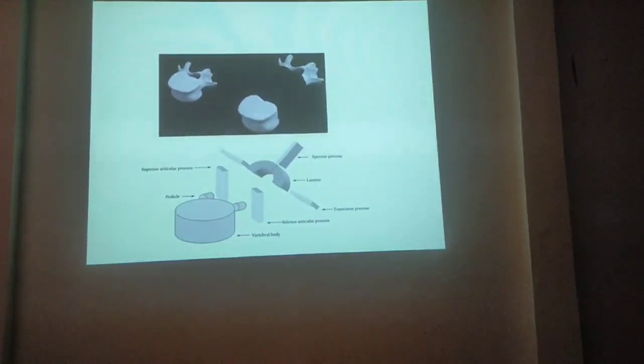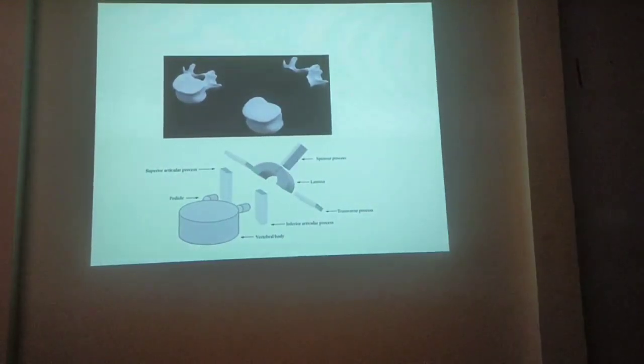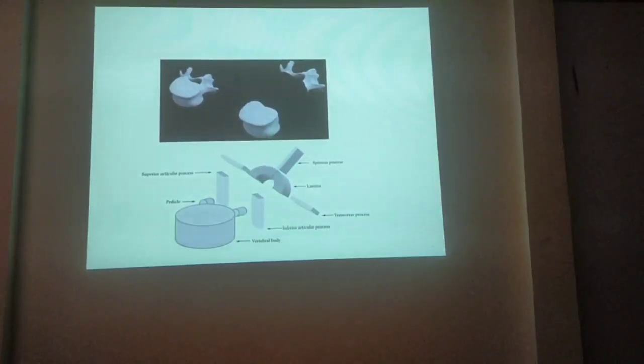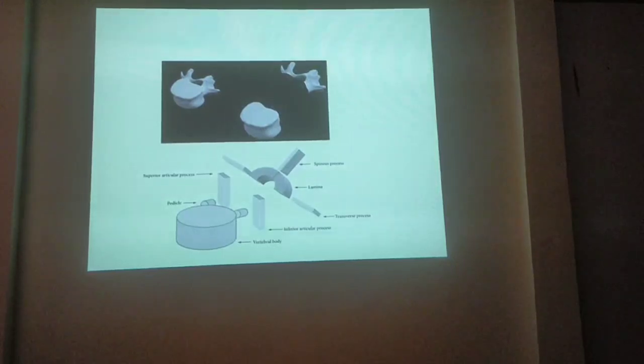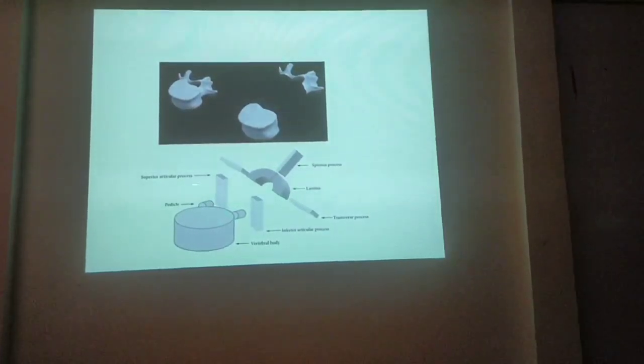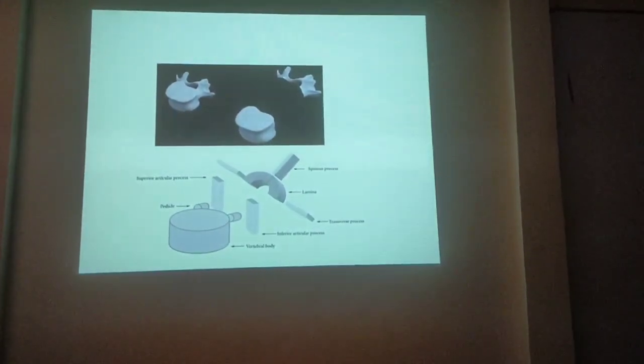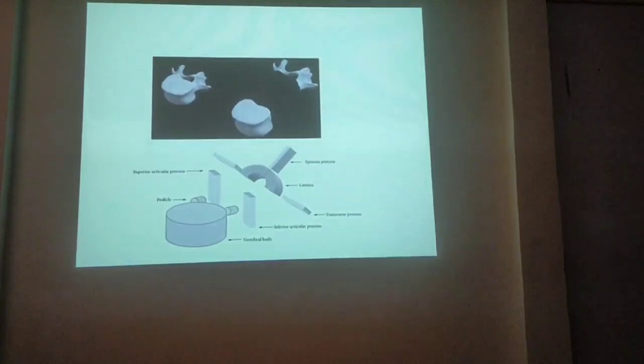This is your body. These are your superior articular pillar and inferior articular pillar. This is lamina, which is flat, the spinous process and the two transverse processes. So when you take an X-ray shot, the X-ray beam passes through each and every part of the vertebra. So all of them then get juxtaposed and you get the final image.